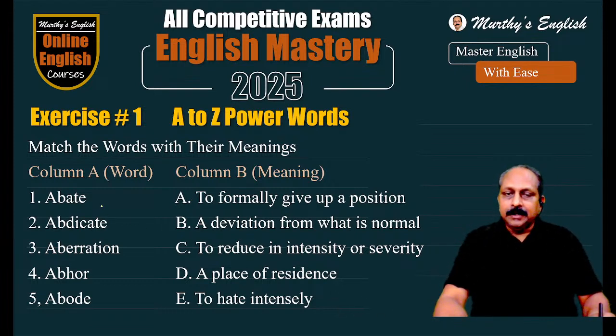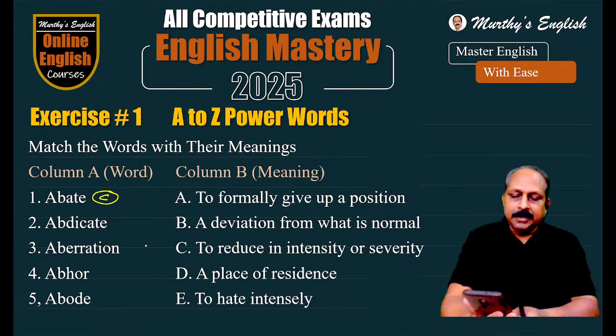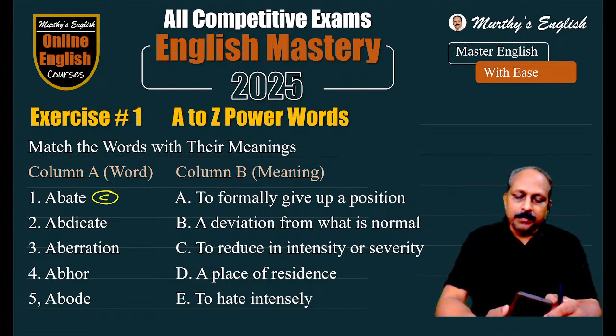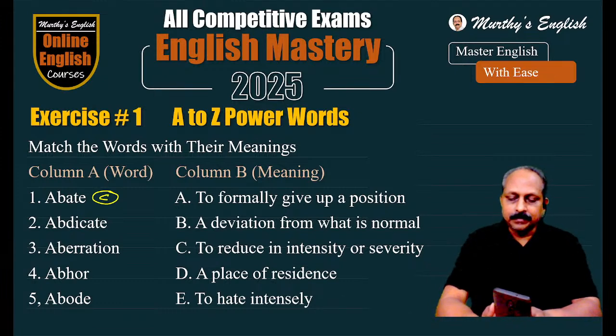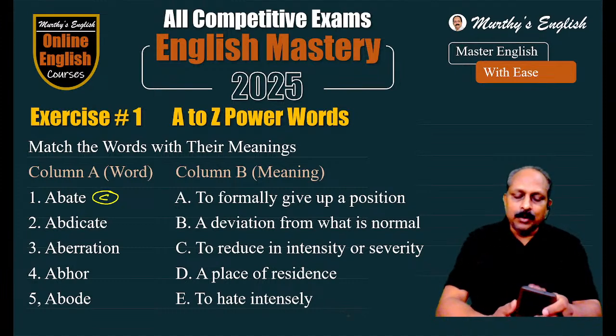First word is abate. Abate, what is the meaning? Abate means to reduce in intensity or severity. Answer is C. What is the second word here? Abdicate. Look at the options and try to choose the correct one. I will give you a few seconds. Chandu Naik, very good. One, C. Look at the second one and try to answer.